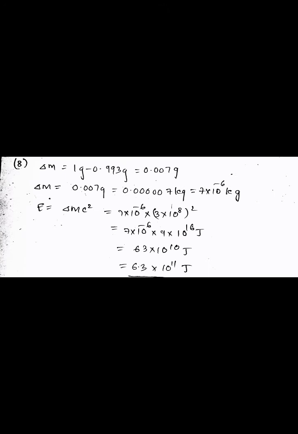So E is equal to delta m c square, that is equal to 7 into 10 power minus 6 into (3 into 10 power 8) the whole square, and this is equal to 7 into 10 power minus 6 into 9 into 10 power 16, and this is equal to 63 into 10 power 10, that is equal to 6.3 into 10 power 11 joule. So this is the answer.